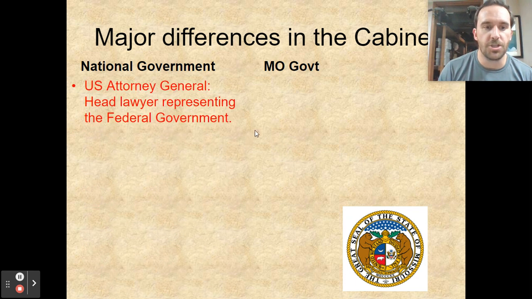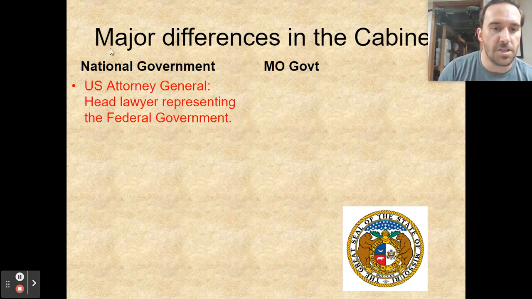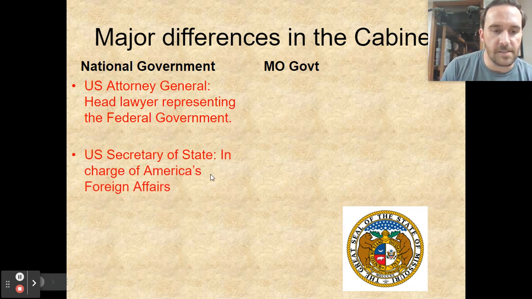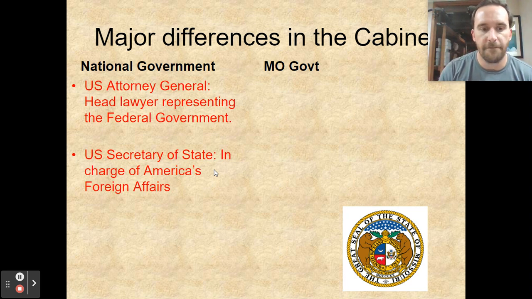So a couple more major differences. You'll notice at the bottom we left a couple of rows blank. The major differences in the cabinet are at the national level, the U.S. Attorney General is the head lawyer that represents all of the American federal government, and the U.S. Secretary of State helps the president with foreign affairs.